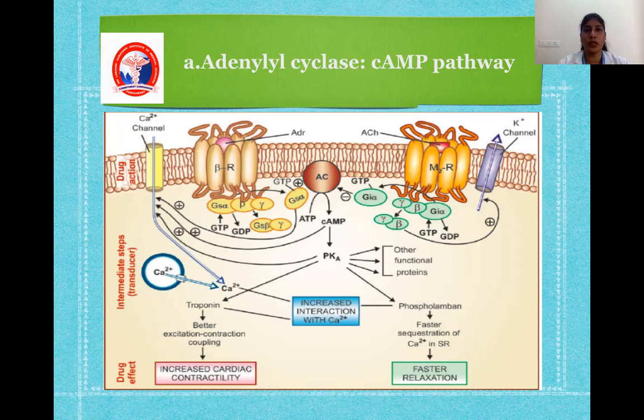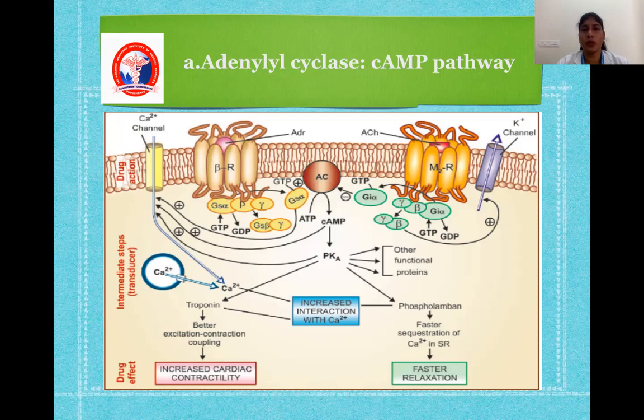So here the dissociated beta gamma goes and activates a potassium channel. This alpha and GTP goes and inhibits adenyl cyclase. Due to inhibition of adenyl cyclase, what happens? There is no conversion of ATP to cyclic AMP, no activation of protein kinase A, no activation of troponin and phospholamban. There is no contraction and relaxation process happening. Clear? So this is how it acts.